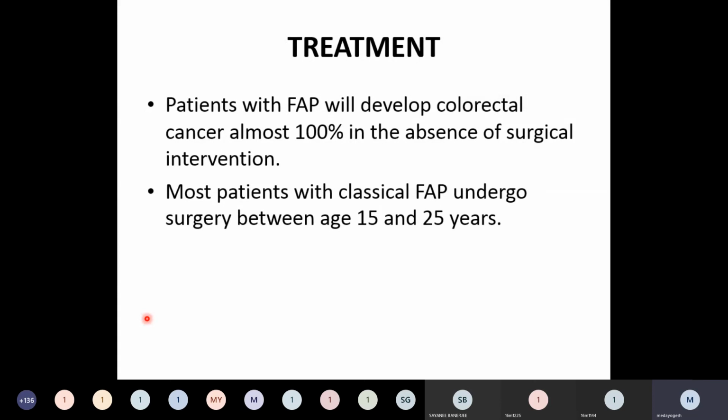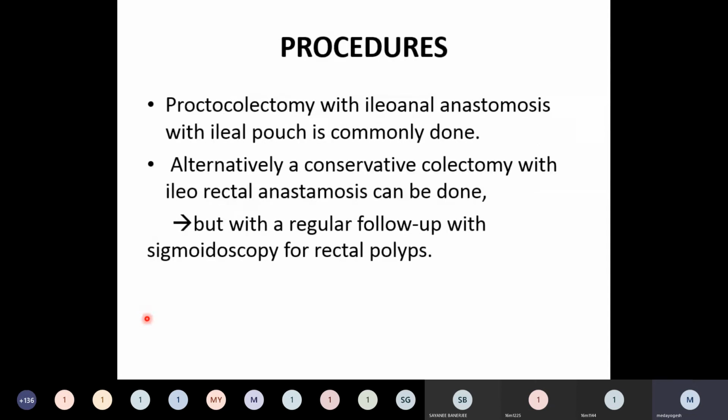Any surgeon would not want them to go on to a complication like colorectal cancer and end up with cancer at an early stage. So these patients have to be treated as early as possible, whenever the diagnosis is conclusive of FAP.